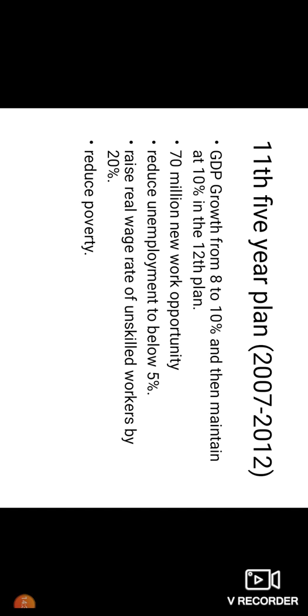Gross domestic product. 70 million new work opportunities. This is another target, and reduce unemployment below 5%. And another one, raise the real wage rate for unskilled workers. Then reduce poverty. Then education, where the focus is to reduce the dropout rate of children from elementary school from 52.2% in 2003 to 20% by 2011-12, and develop minimum standards in education. Increase the literacy rate and lower the gender gap. I think this gender gap we have already achieved now.